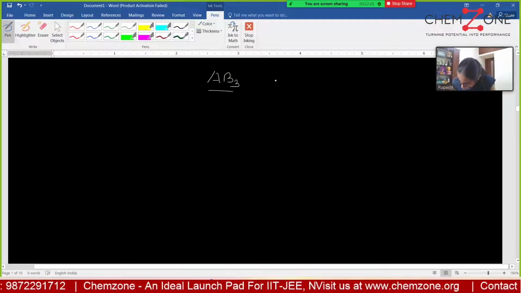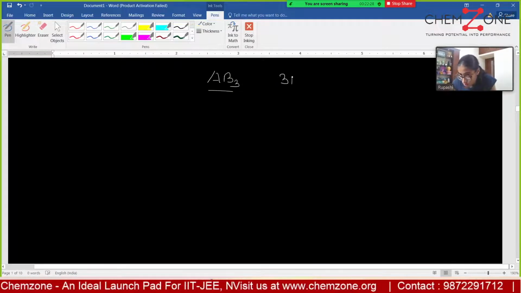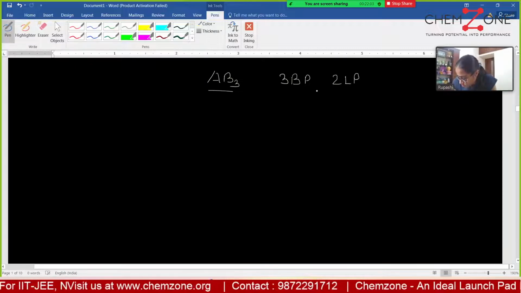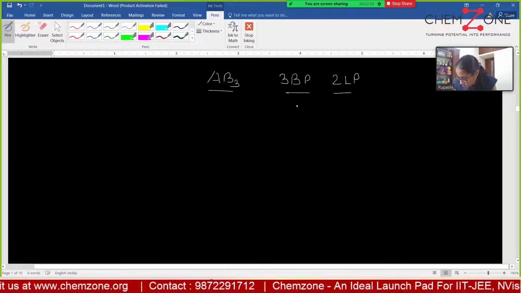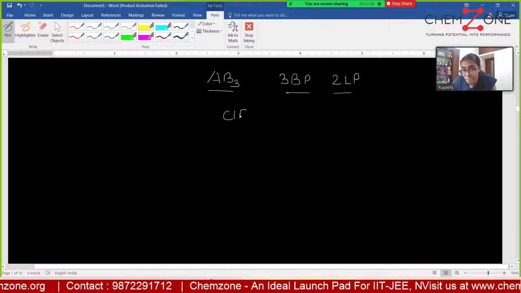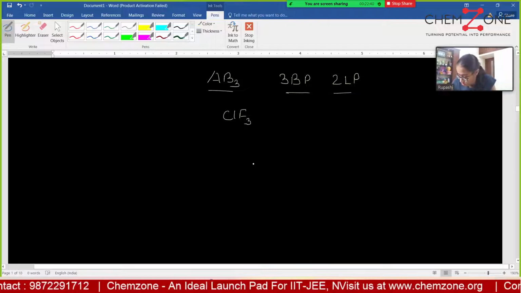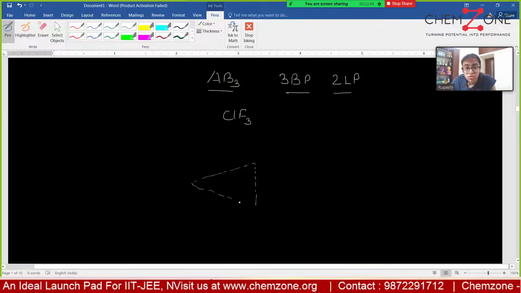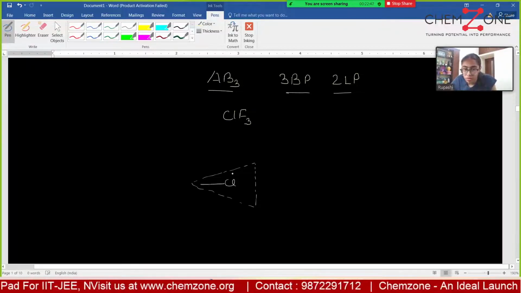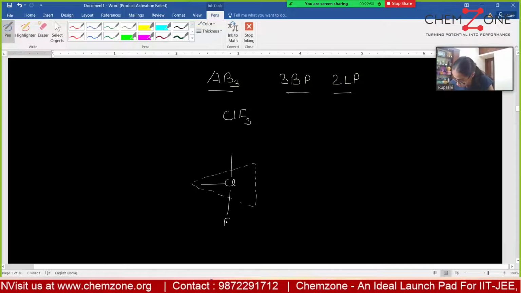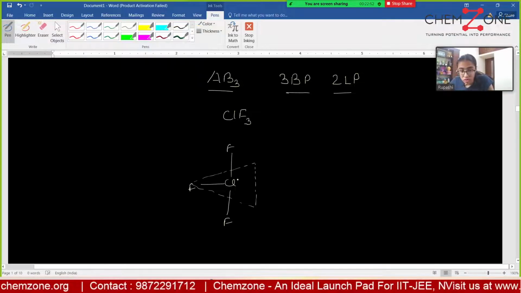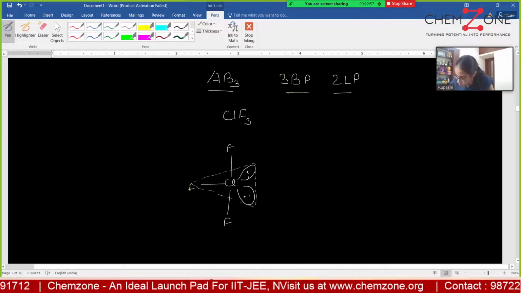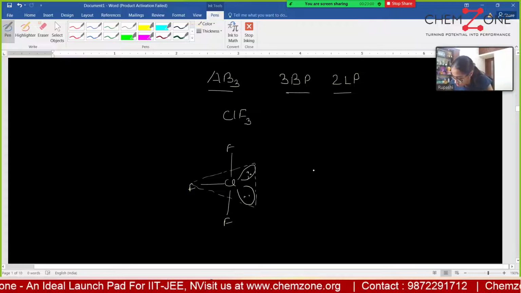Now again, I'm saying an AB3 type of molecule where we have 3 bond pairs and 2 lone pairs. Example, ClF3. Whenever we have 5 pairs of electrons, it acquires trigonal bipyramidal geometry. So the 3 fluorines are like this and the 2 lone pairs at this angle. The shape is T shape.